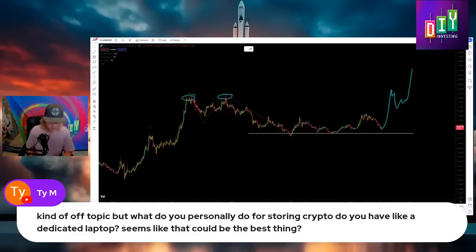Kind of off topic, but what do you personally do for storing crypto? Do you have like a dedicated laptop? Seems like that could be the best thing. Honestly, when it comes to the dedicated laptop, that's pretty overrated. I mean, maybe not overrated, but if you're only using another laptop just to store your crypto and you're just using hot wallets, then it really is overrated.